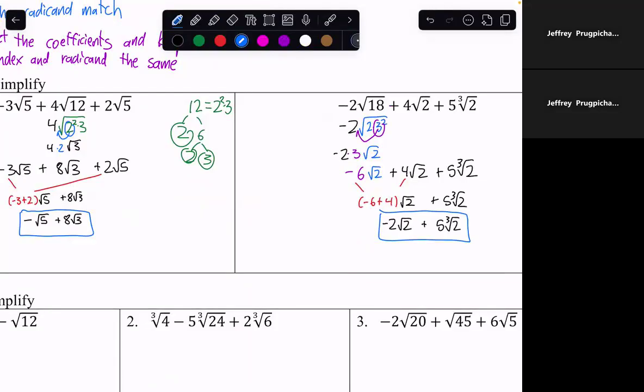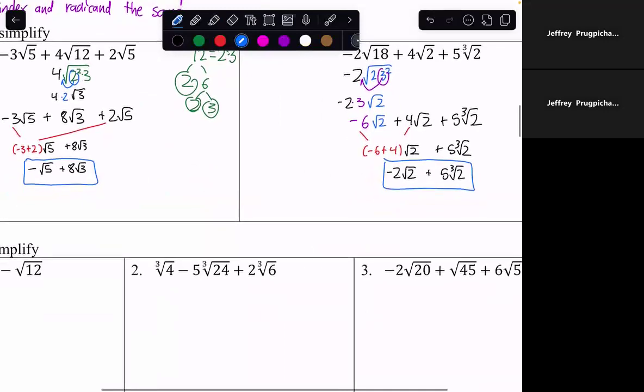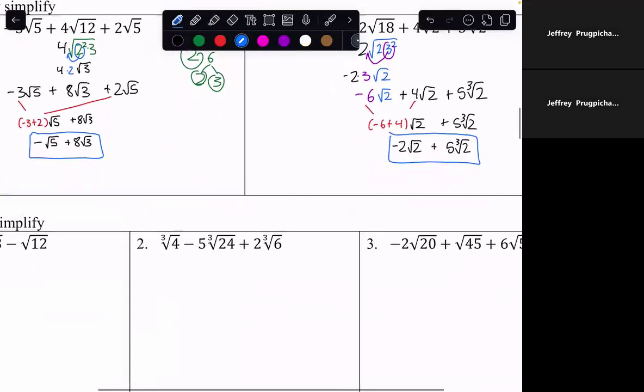Okay, so I'll ask you to try out the 3 problems below. If you have any questions, feel free to raise your hand and I'll come by.